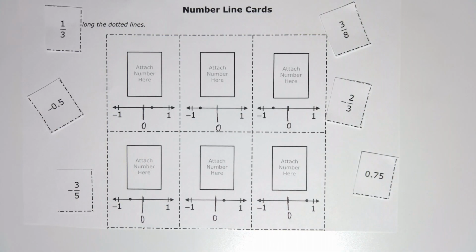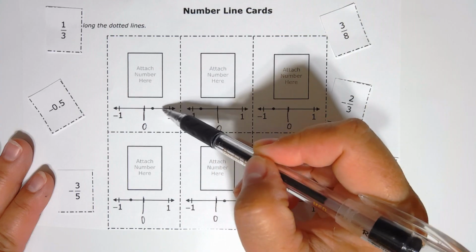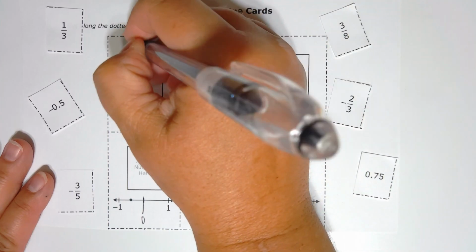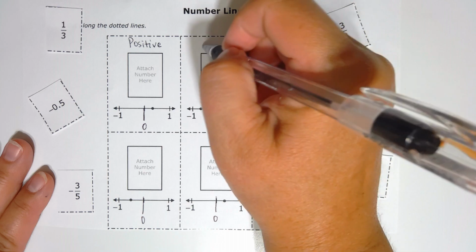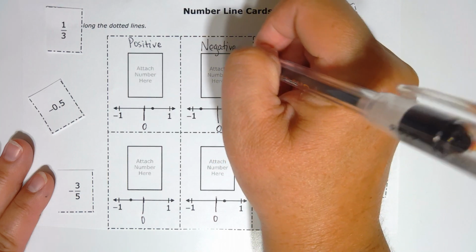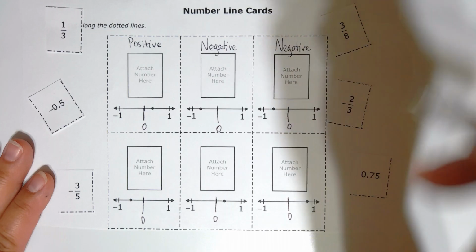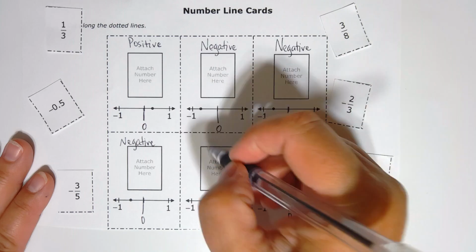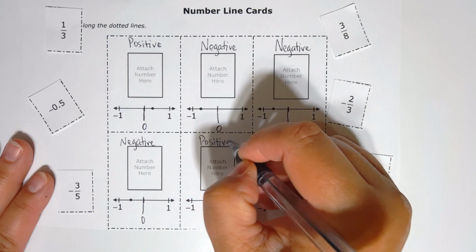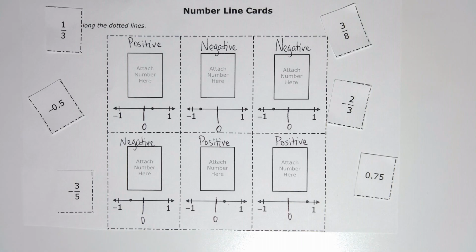All right, so we can make the assumption that since this dot is on the right side of the 0, this is going to be positive. This dot is on the left side of 0, so this is going to be negative. This dot is also on the left side, so this one is going to be negative. This one is also on the left side, so it's going to be negative. This one is on the right side, so it's going to be positive. And this is on the right side, and it is going to be positive.